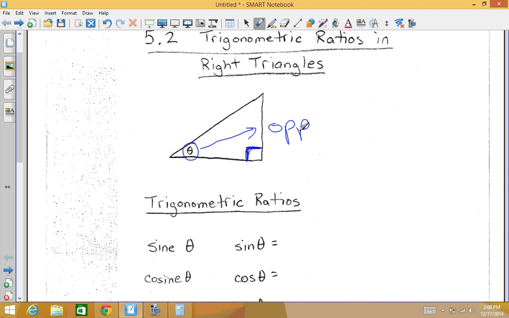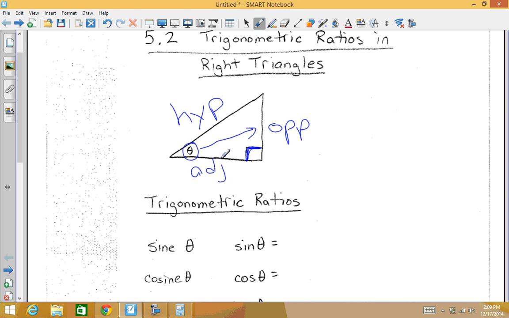The second is what's called the hypotenuse. The hypotenuse is the longest side in the right triangle, which is always the one opposite of the right angle. So the hypotenuse would be over here. And the side that's left is the adjacent side. So that side is adjacent to theta.